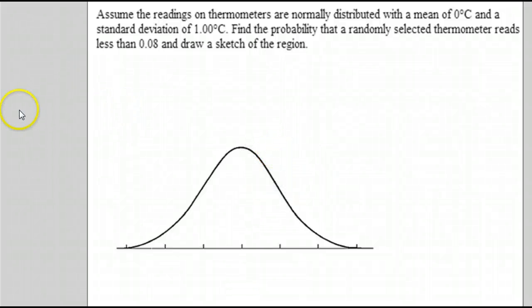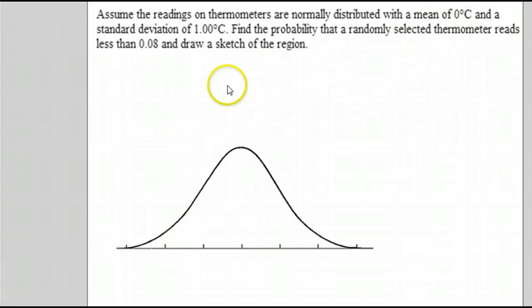Alright guys, these are some of your 6.2 homework problems. I just wanted to show you how to use that calculator feature to do some of these. A lot of these are dealing with thermometers. Thermometers in Celsius, the water freezes at 0 degrees Celsius. So a lot of these are thermometer questions just so we can have a mean of 0. It should be expected that the thermometer I'm using freezes water at 0 degrees Celsius.